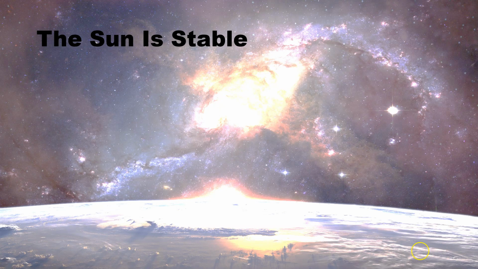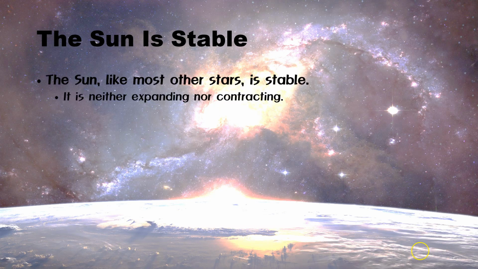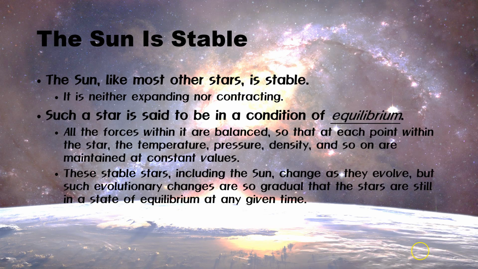Now, the thing to keep in mind is even though the sun is quite large, it is also very stable. The sun, like most other stars that we know of, is stable. It is neither expanding nor is it contracting. Now, such a star is said to be in a condition of equilibrium. All the forces within it are balanced, so that at each point within the star, the temperature, the pressure, the density, and so on, are maintained at constant values.